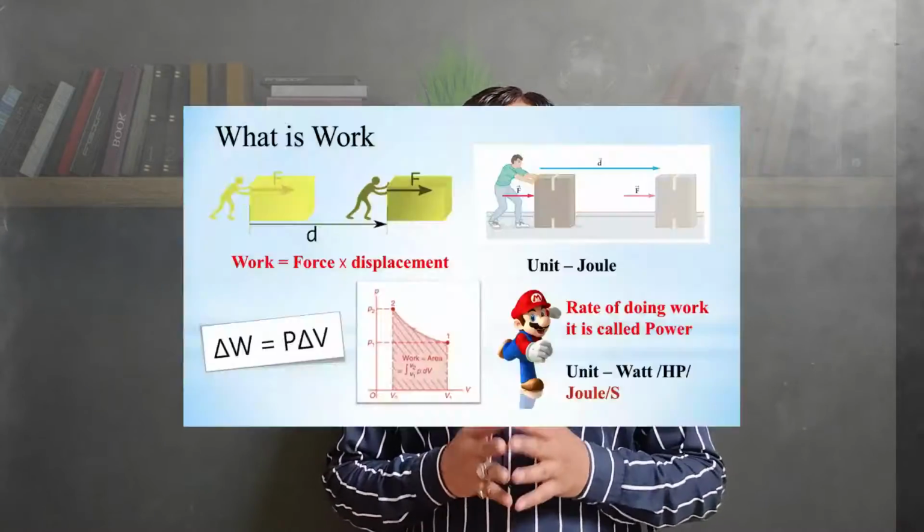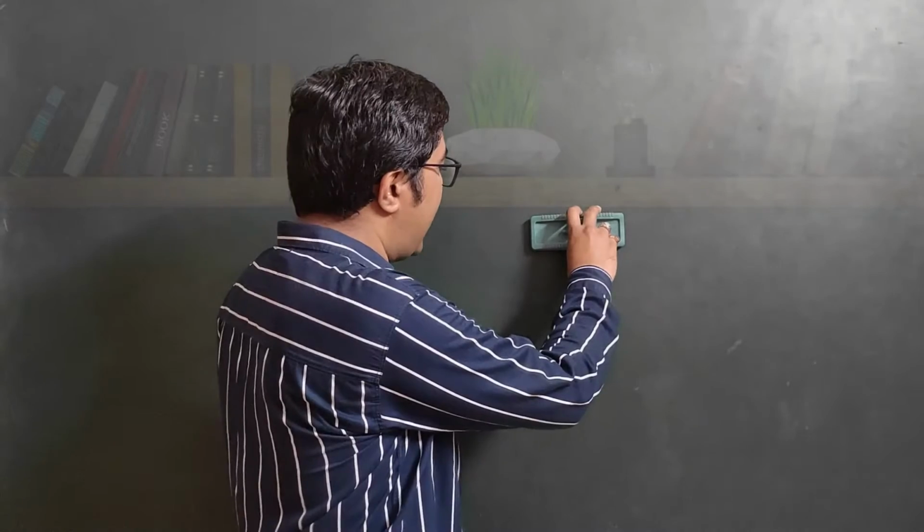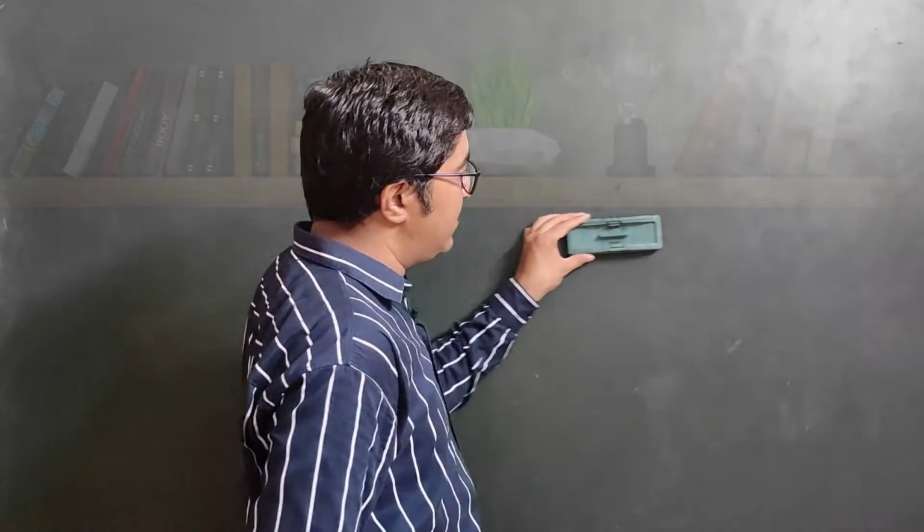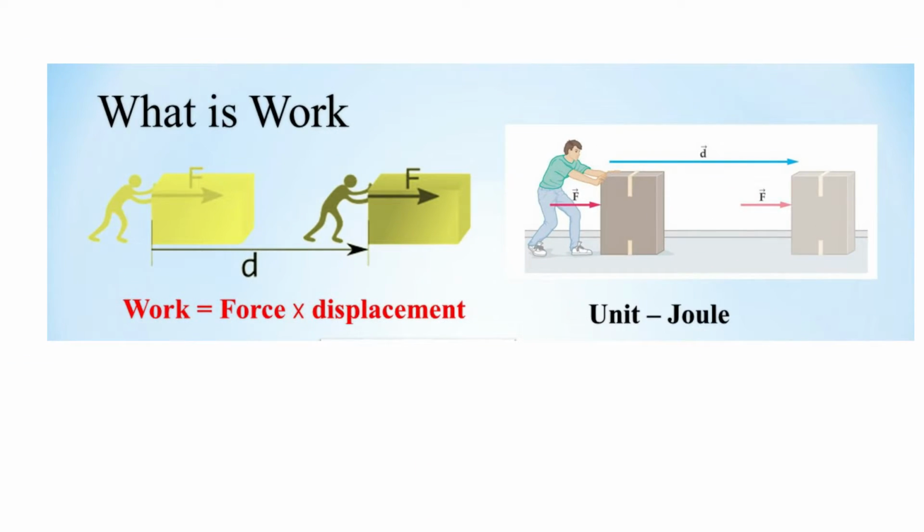Today I will give you a brief idea about what work is. Work means force into displacement. For example, if we are considering any object, whenever we apply any force, the body will be displaced. It is called work done. So force into displacement is called work done.